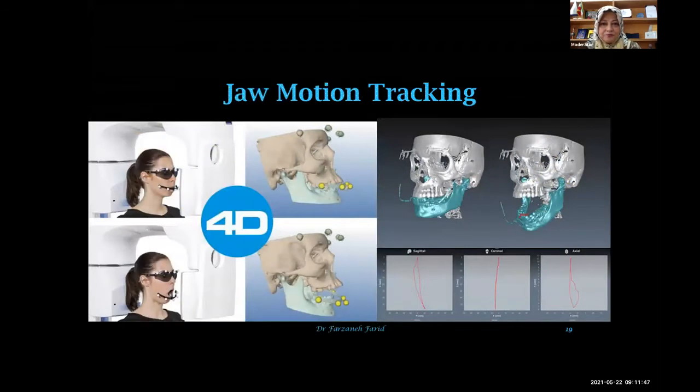Another step forward is motion tracking. It means that you can see how the condyle is moving inside the glenoid fossa when the patient opens and closes, and it seems very interesting, especially for TMJ disorders. Also, you can trace and register the jaw movements as you do with pantographs, but here you do it with digital technology.